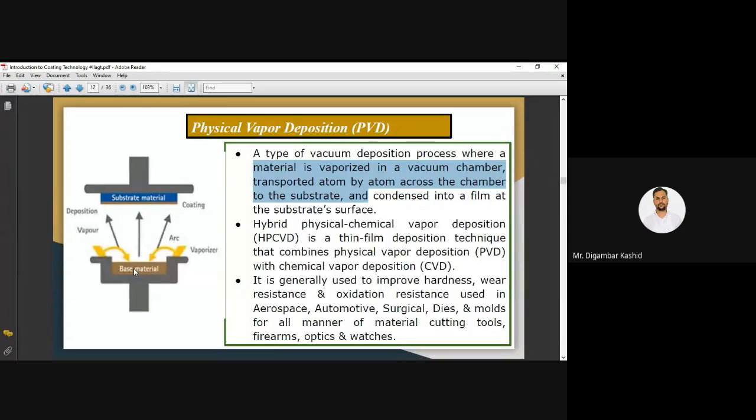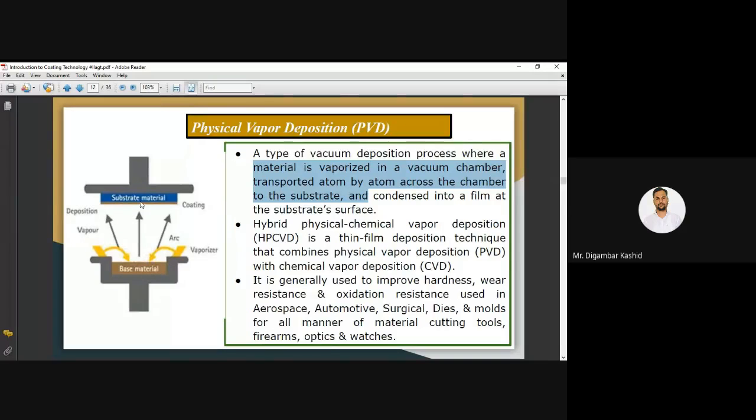So firstly we have to vaporize this base material in a vacuum chamber. So here the vaporizer is there and here total vacuum is there. After vaporization we can transport that vaporized material atom by atom across the chamber, and then you can deposit it on this substrate surface. You can see how the coating is carried out. You can see the arrows I have given, and all this base material is there and the substrate.